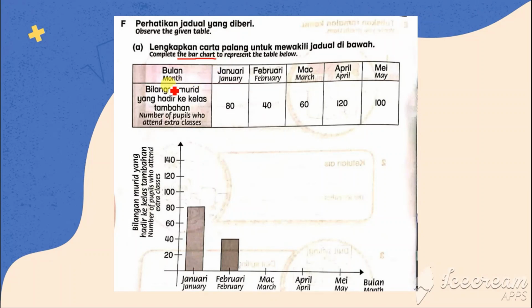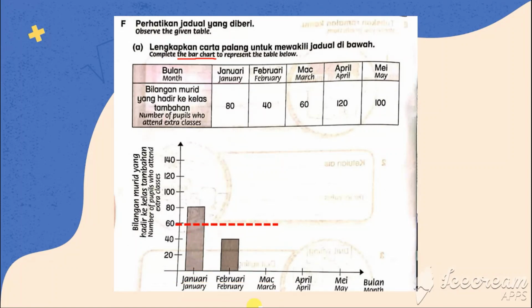So complete the bar chart to represent the table below. We have month: January, February, March, April, May, and number of pupils who attended extra classes: 80, 40, 60, 120 and 100. So for the bar chart, here is the number of pupils who attended extra classes, and the months: January, February. Okay, so now we're going to make one complete bar chart. So I'm going to follow you through. You have to follow what I'm trying to say.